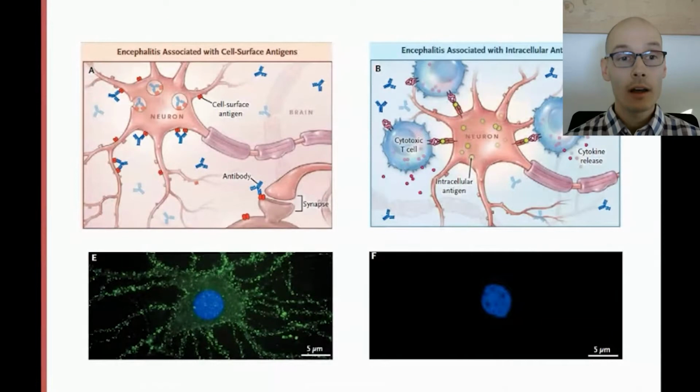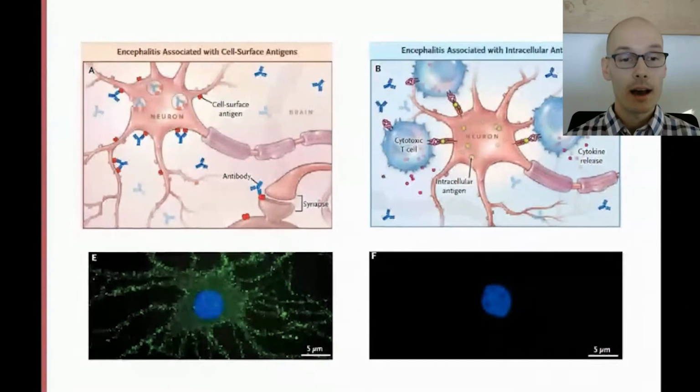So this is a case of hysteria of the immune system. And so on the left, I want to make a delineation right down the middle. On the left, we are going to be talking about encephalitis associated with cell surface antigens or synaptic antigens. In any case, extracellular proteins or antigens. You could see that in the picture here, the little red dots outside of the neuron. And this is how a staining pattern would look.